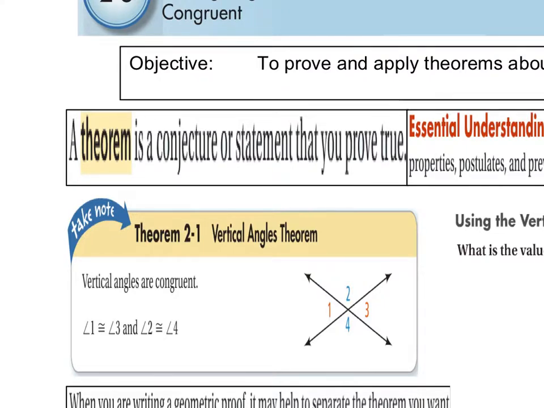Okay, so the very first theorem that we're going to look at is what we call the vertical angles theorem. And we've talked about vertical angles here in the past, and we know from the vertical angles theorem that vertical angles are congruent. So angle 1 and angle 3, they're vertical angles. They are congruent to each other. They're the same measure. Angle 2 and angle 4, they are vertical from each other. They are congruent to each other.